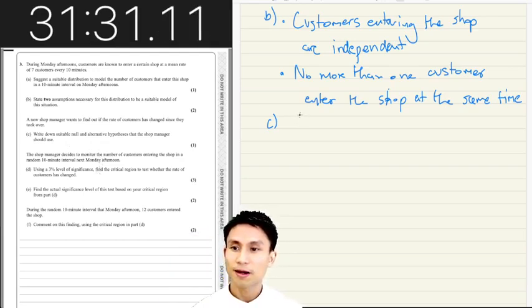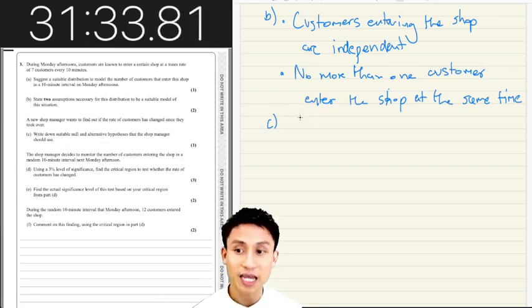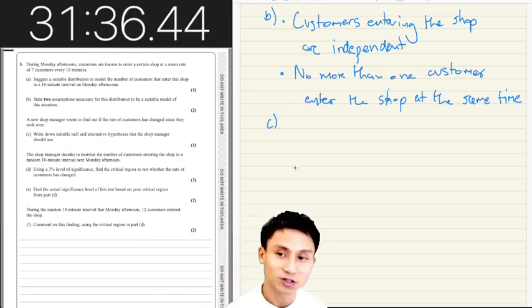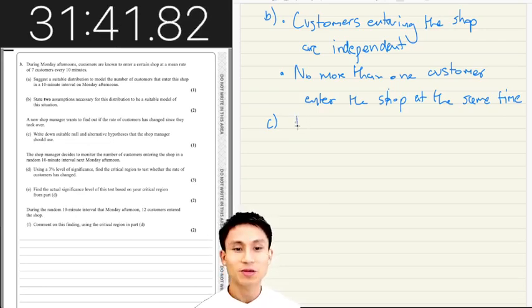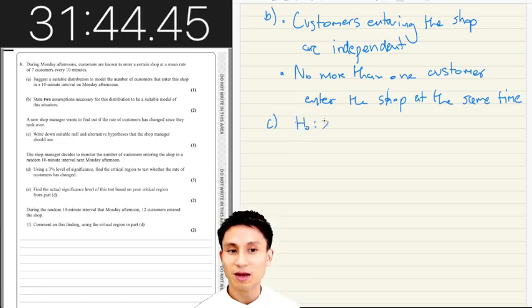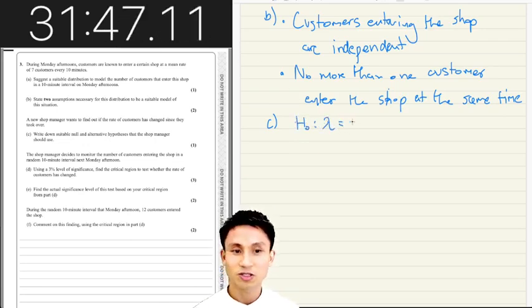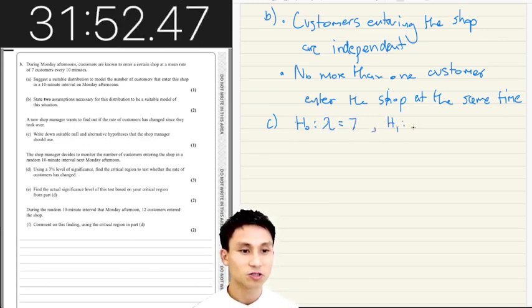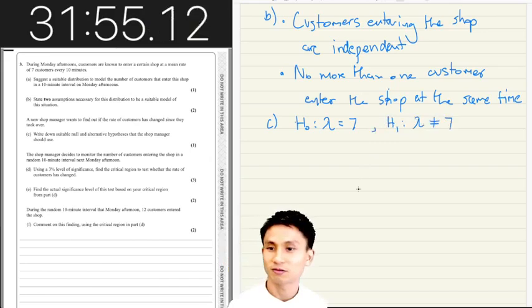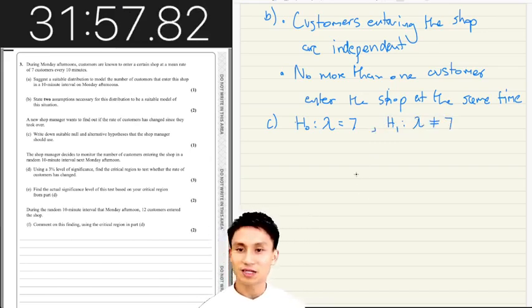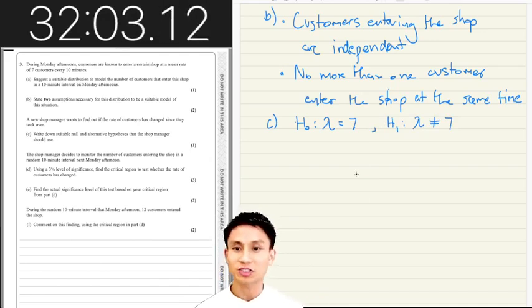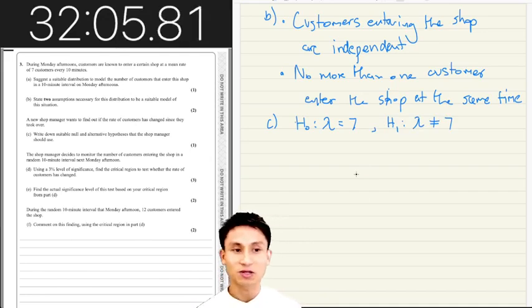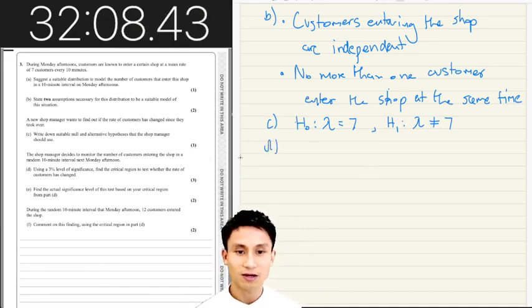So if we want to find if the rate has changed, this is not increase nor decrease, so that should be just not equal. That means the null hypothesis would be just lambda, because this is Poisson, just equal to 7, because 7 every 10 minutes. But the alternative hypothesis would just be lambda not equal 7, because the manager only believes that it's not equal to that, or has changed. That's the keyword, has changed. So has changed, it could be either increase or decrease, right? Okay, that's done for C, actually.